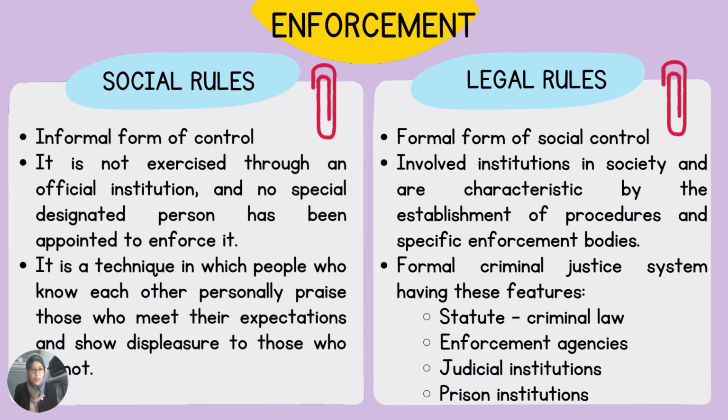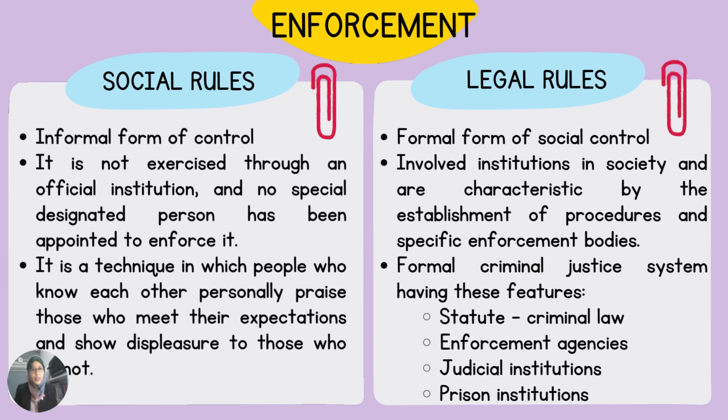How do we enforce the social rules and how do we enforce the legal rules? For the social rules, it is an informal form of control. It is not exercised by any official institution and it doesn't have any special designated person appointed to enforce the social rules. Meaning to say, no official institution, no person to enforce it. And under a social rule, the technique that people usually use to enforce it is by way of praise to those who meet their expectation and showing displeasure to those who do not. So we can say that under a social rule, it's just informal enforcement.